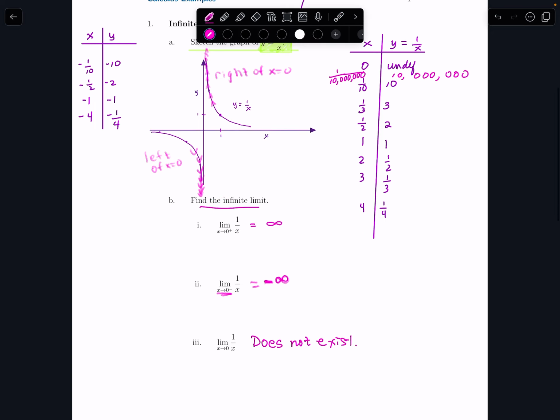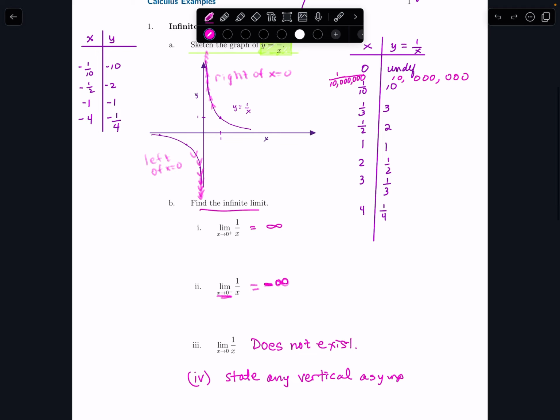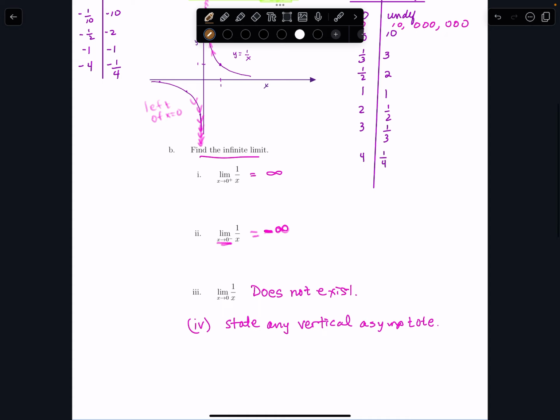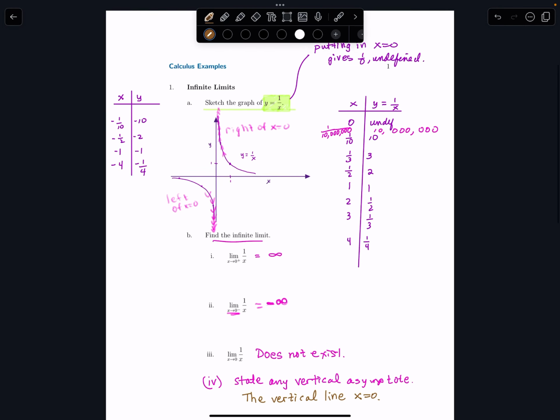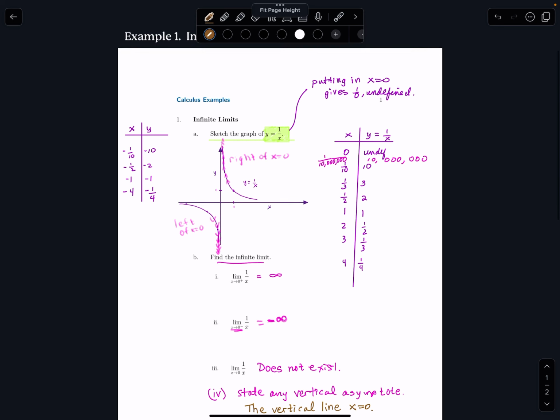What I sort of wish I had written down here is number 4, state any vertical asymptotes. So where's the vertical asymptote? The answer is not 0, it's the vertical line x equals 0. All vertical lines, whether it's an asymptote or not, are written in the form x equals a number. That's just how it goes.